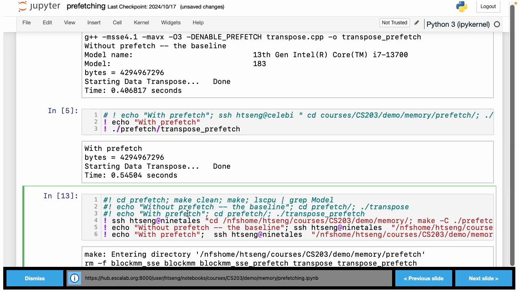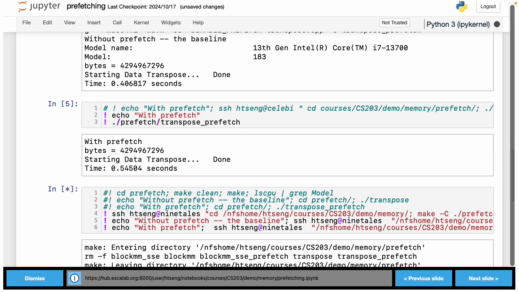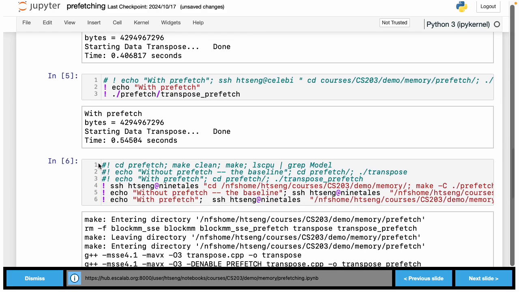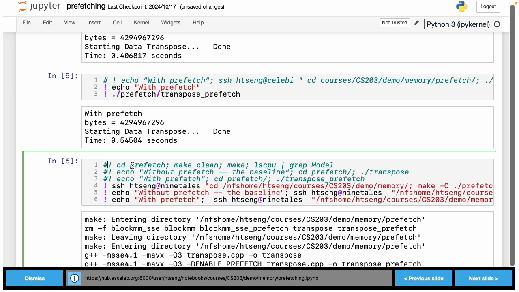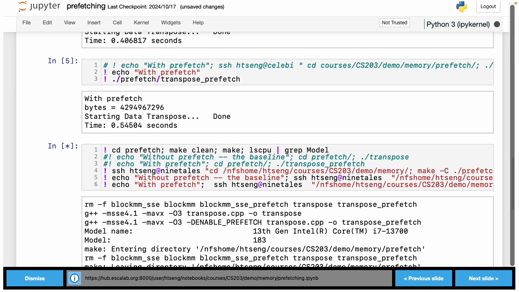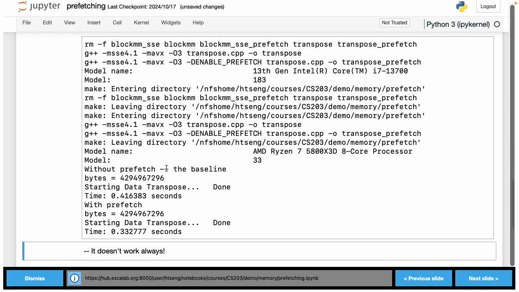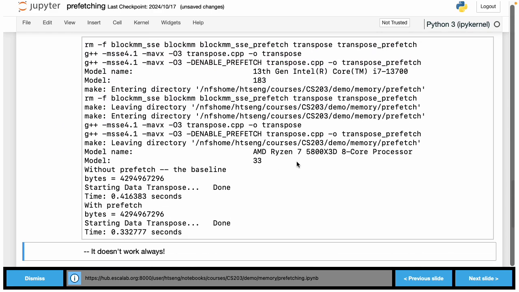However, if I change my processor, okay, let me do it again. So here it's a processor by AMD. Without prefetching is also about 0.4 seconds. With prefetching it is actually 0.3.